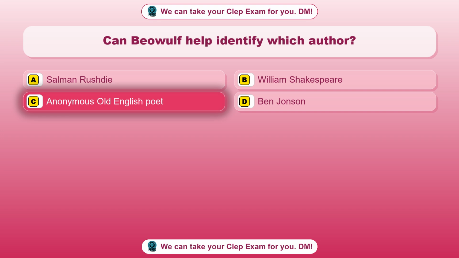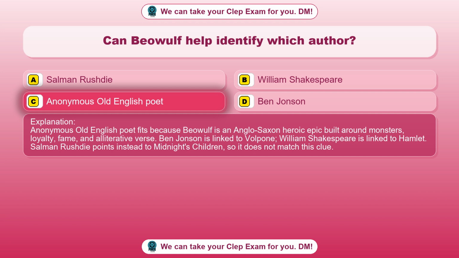Anonymous Old English poet. Anonymous Old English poet fits because Beowulf is an Anglo-Saxon heroic epic built around monsters, loyalty, fame, and alliterative verse. Ben Jonson is linked to Volpone, William Shakespeare is linked to Hamlet. Salman Rushdie points instead to Midnight's Children, so it does not match this clue.